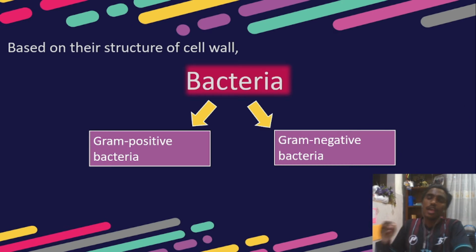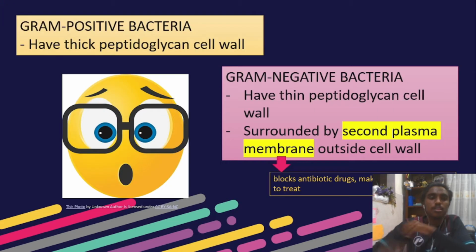Since the structure of the cell wall is different, based on their cell wall structure we can divide the bacteria into two different types. The first one is gram-positive bacteria. The second one is gram-negative bacteria. What are the differences between these two types? First, gram-positive bacteria have a thick peptidoglycan cell wall, compared to gram-negative bacteria, which have a thinner peptidoglycan cell wall.